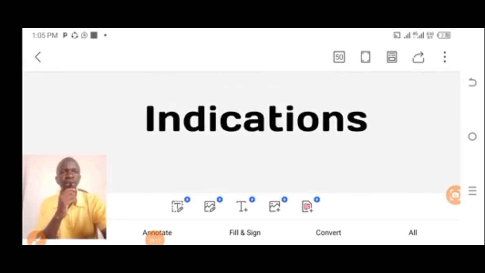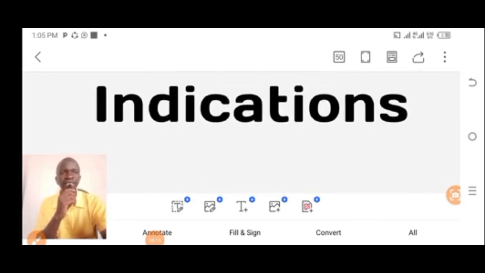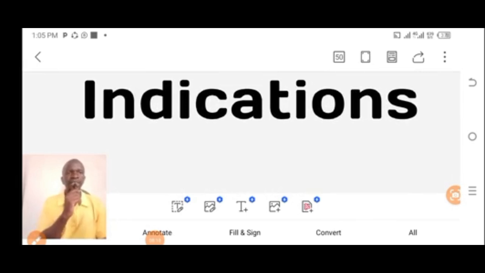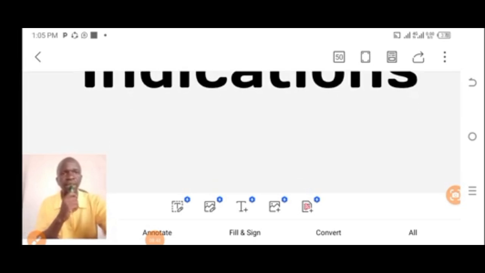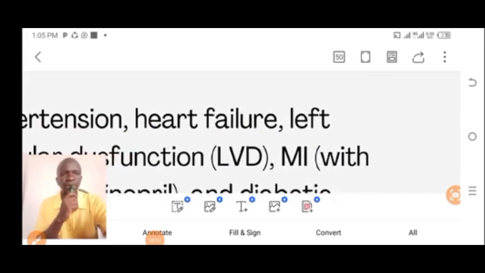Now let us look at what we call the indications. The indications are the different types of conditions which a drug treats. So these drugs that we call the angiotensin converting enzyme inhibitors have a set of conditions which they address or treat. So I want to look at some of the conditions that are treated by using angiotensin converting enzyme inhibitors. Let us take a quick look at those.